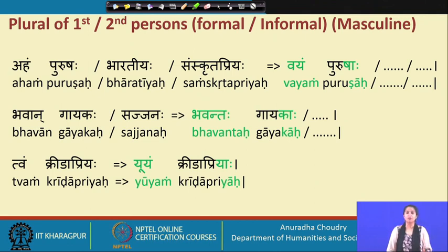Now let's look at the you formal. So we had the word for masculine, which is Bhavan. If you had many yous formal, it would be Bhavantaha. Say that, Bhavantaha. So Bhavan Gayakaha, Bhavantaha Gayakaha.